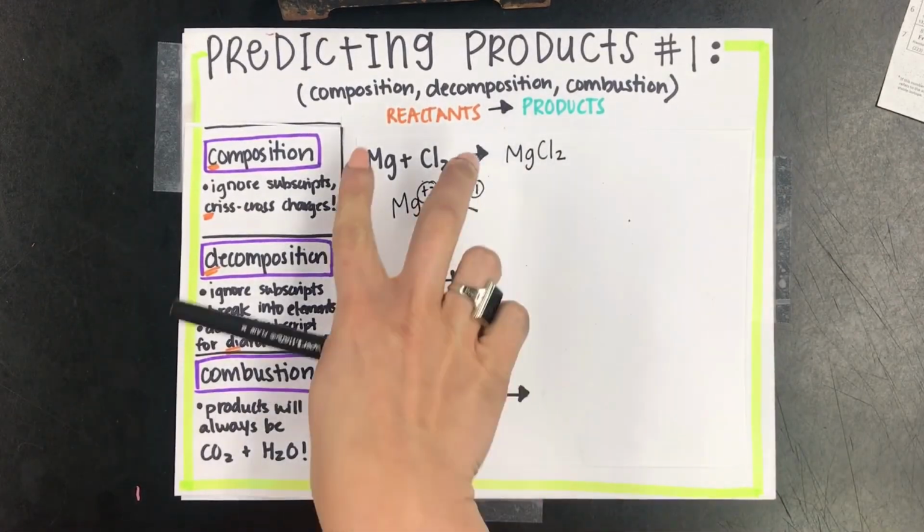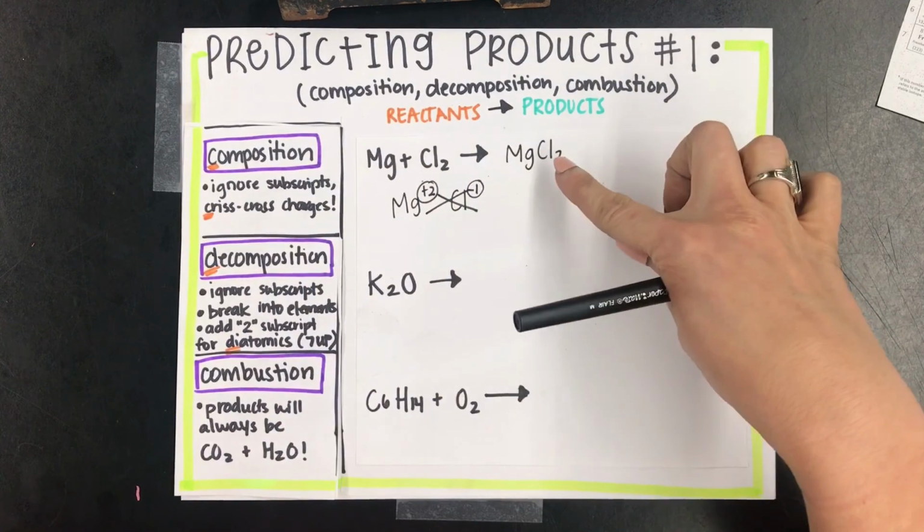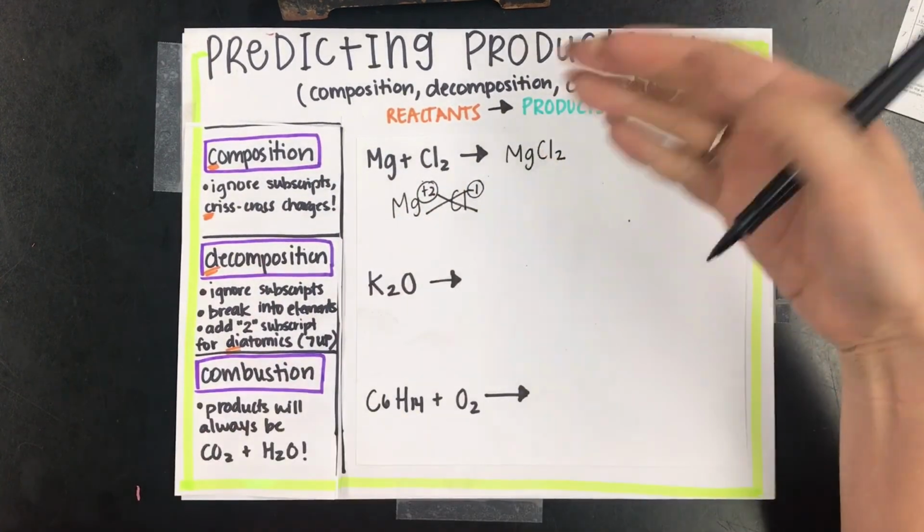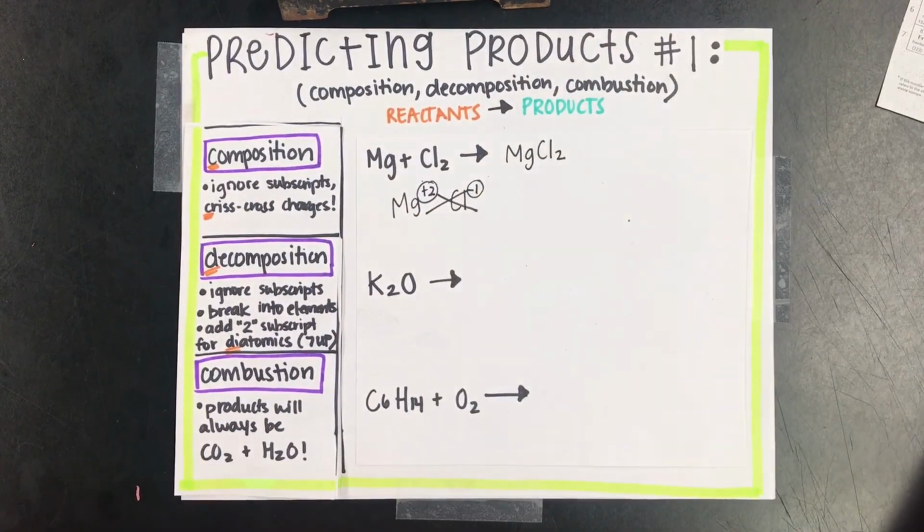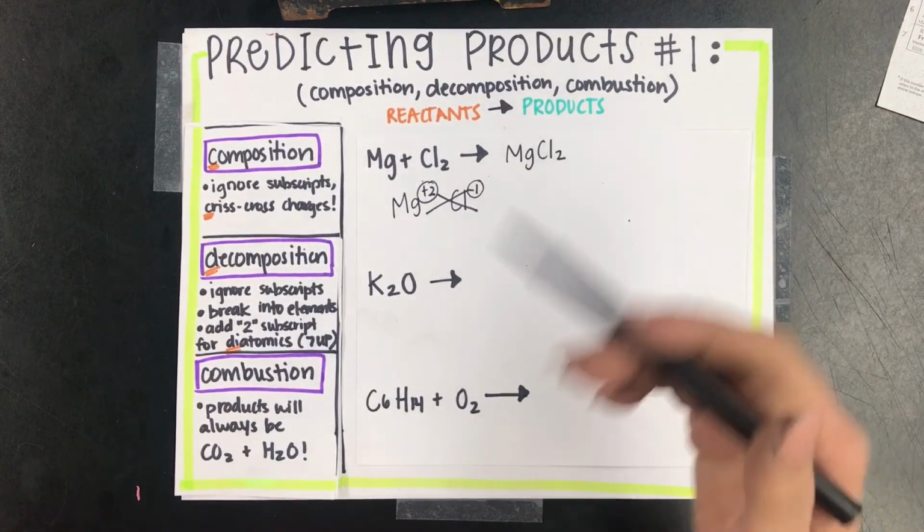Okay, so this was not formed because I just smushed these together. It was formed because I crisscrossed the charges, and we need 2 chlorines for every 1 magnesium in order to balance out the charges. Okay, so now let's look at a decomposition.